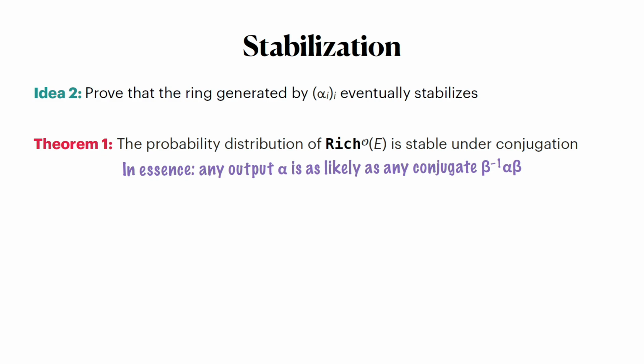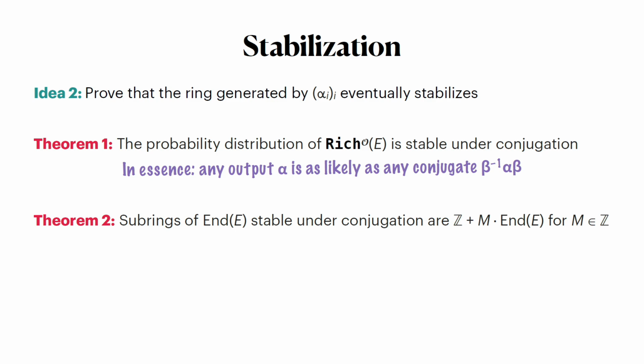We prove that the output is, in a sense, stable under conjugation. By that, we essentially mean that any possible output alpha of the oracle is as likely as any of its conjugates in the ring. With that, we're hoping that if we eventually stabilize, we're going to stabilize at a generating set of a ring which is itself stable under conjugation. What are these? That's the second theorem. The subrings of the endomorphism ring that are stable under conjugation are these very special subrings of the form Z plus a scalar multiple of the whole thing.